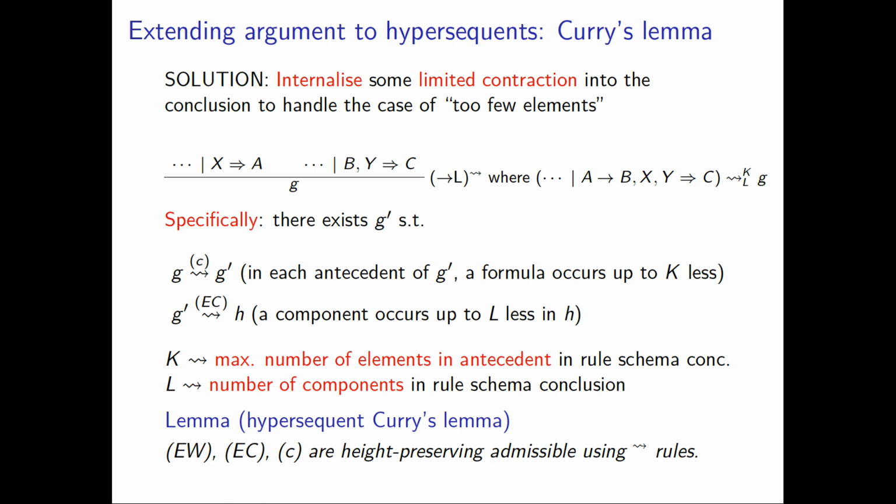But neither the formula nor the component can disappear, because you're always applying contraction rules. You can determine the minimum values of K and L that suffice, and by replacing all your rules with the rules internalizing contraction in this way, we obtain height-preserving admissibility. That is the hypersequent lemma.